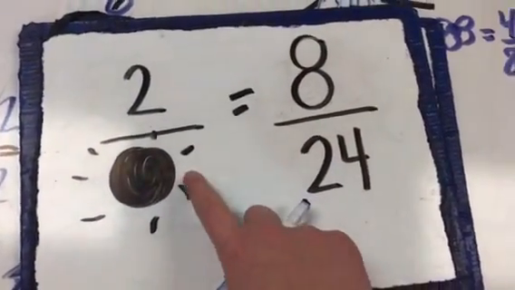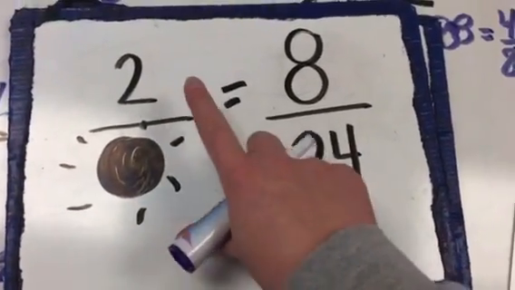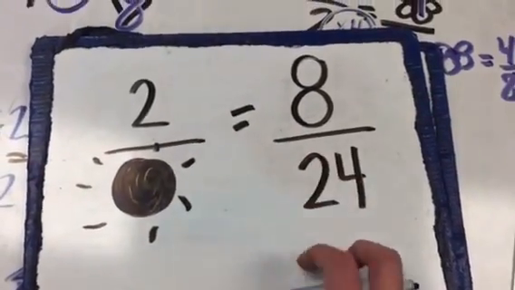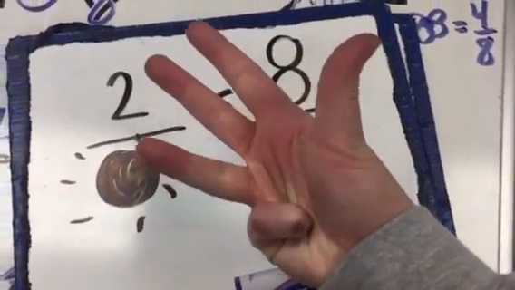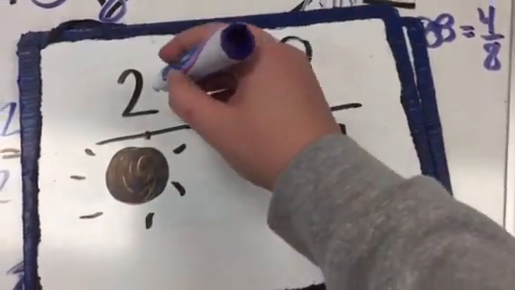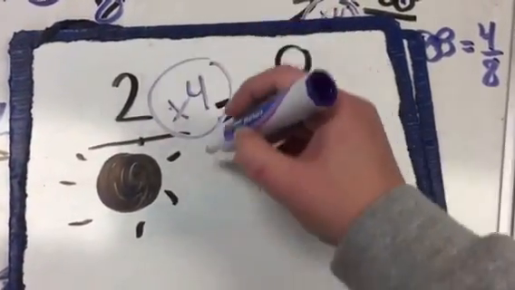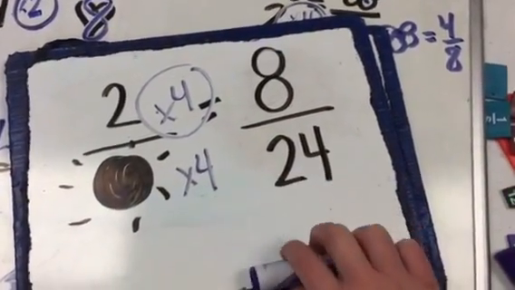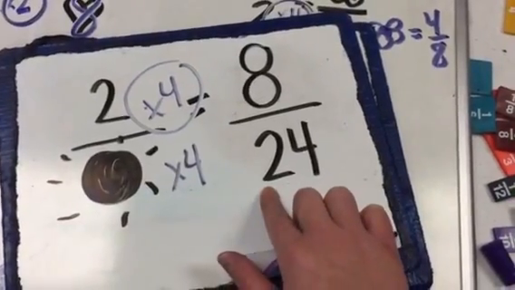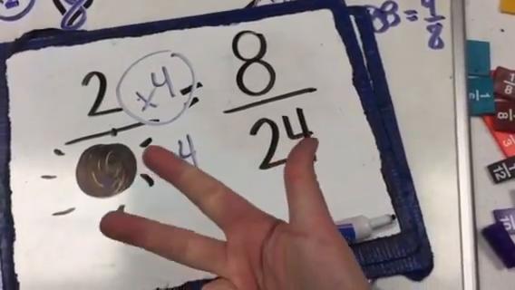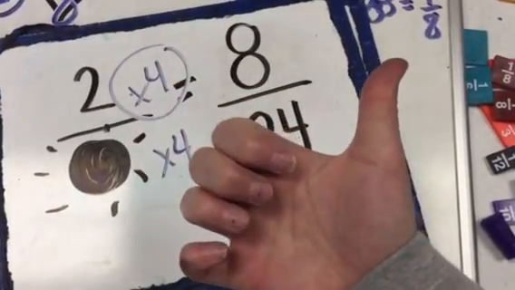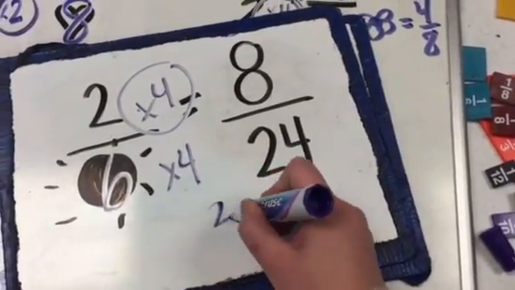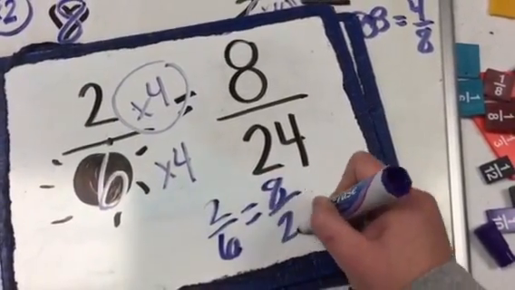So look, can I get from sunshine to 24? No. So I've got to try this. Can I get from 2 to 8? Yes, I can. Let's do 2 until we get 8. 2, 4, 6, 8. What do I times by? I times by 4. If I times this by 4, well, I've got to times this by 4. Sunshine times 4 will get me to 24. What times 4 gets me to 24? Let's sing our 4 song. 4, 8, 12, 16, 20, 24. 6. Okay, so sunshine is equal to 6. So 2/6 is equal to 8/24.